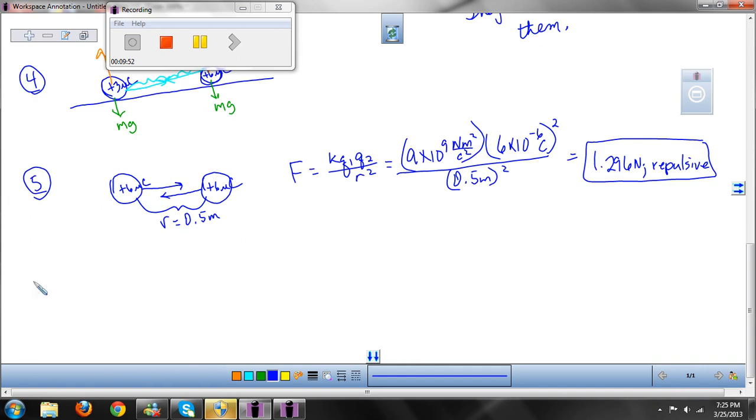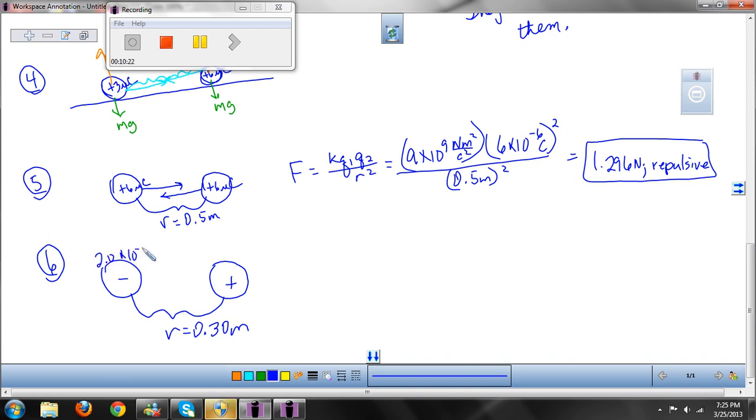All right. Let's scoot on to number 6. Number 6 says a negative charge of 2 times 10 to the minus 4 and a positive charge of 8 times 10 to the minus 4 separated by 0.3 meters. So r is 0.3 meters. What is the magnitude of the force? Is it attractive or repulsive? So this one was my 2.0 times 10 to the minus 4 coulomb. I'll call that Q1. And then Q2 is 8 times 10 to the minus 4, if I remember, yep. 8 times 10 to the minus 4 coulomb.